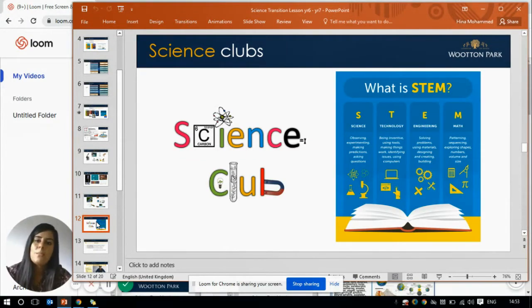Now, beyond our lessons, we've also got clubs available. Science clubs are usually weekly, and they involve different experiments every week. Whereas a STEM club is normally a long project that you will develop over time using the scientific skills that you learn in lessons. So really exciting clubs that you can get involved with.